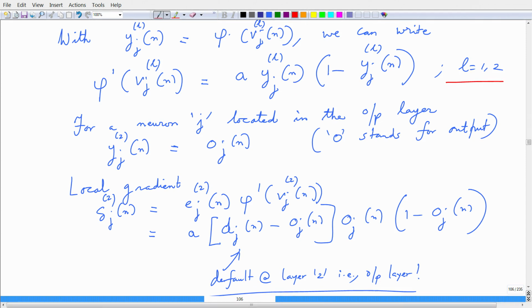Now, for a neuron j located in the output layer, Yj is basically Oj in terms of our notation, O standing for the output. If you are not comfortable writing it as O, you can just treat this as Yj(n), as long as you indicate the layer number appropriately.